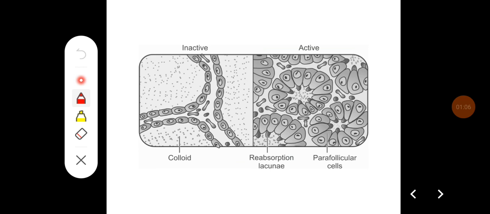This diagram showing the inactive and active form of thyroid gland. In inactive, the thyroid cells are flat and colloid is abundant. When they are active, the thyroid cells become columnar or cuboidal, and the colloid becomes less in number.